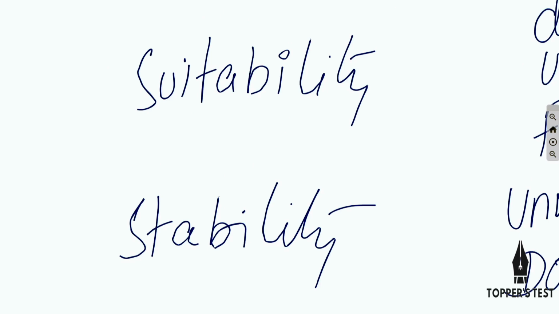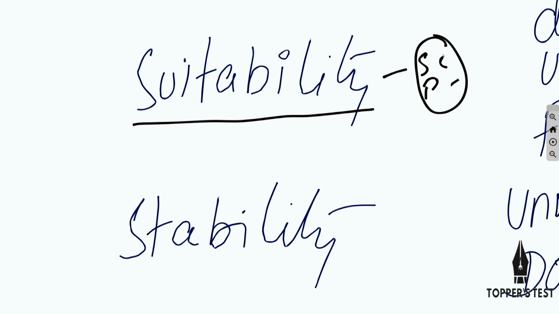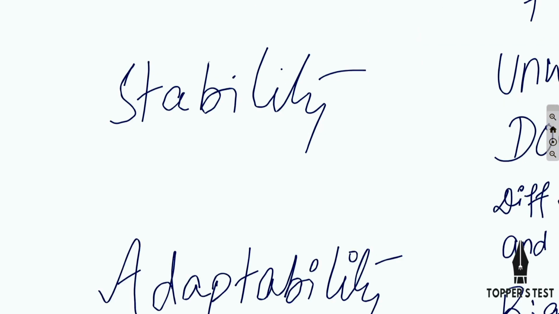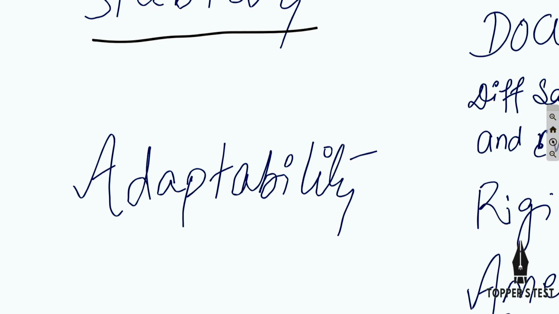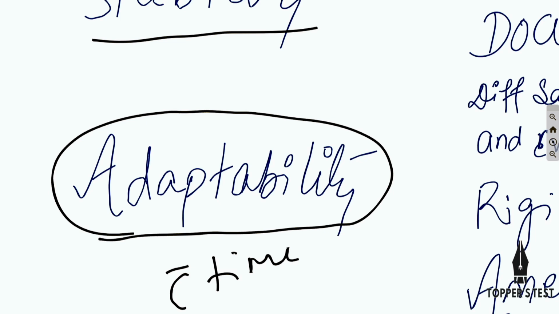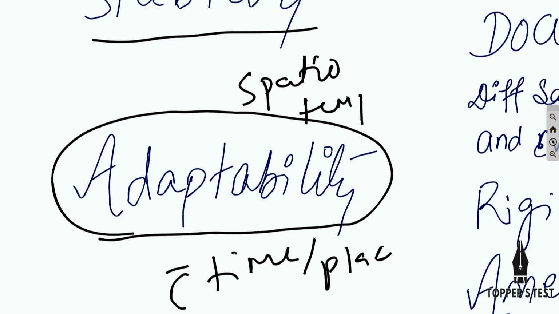It should be suitable to the socio-cultural and political environment of the country. It should be suitable, and it must provide stability to the state. How will it be provided? It will provide stability with respect to the organs of the government and the setup of the government, and also by suitability with respect to the cultural environment it has. And it should be adaptable with time and place. Spatio-temporal adaptability should be there.